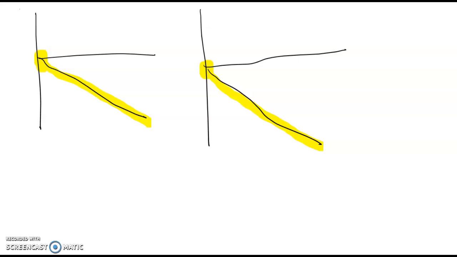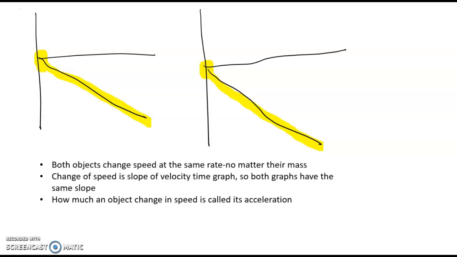And this was what Galileo figured out, that all objects on Earth accelerate at the same rate. And we know acceleration is the change in velocity. So the slope of both of these graphs is going to be the same. So how much an object changes in speed, that's called its acceleration. So both of these objects have the same acceleration.